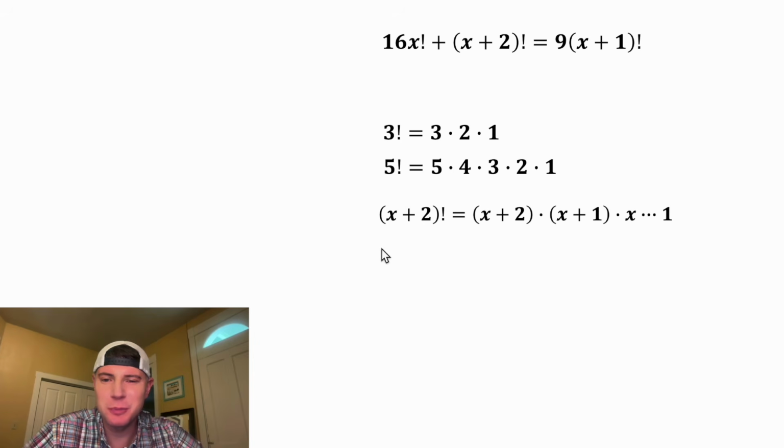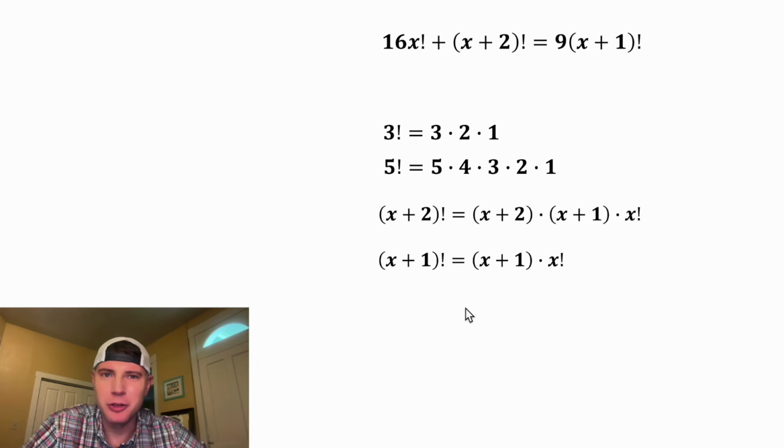So something like x plus 2 factorial would be x plus 2 times, and then 1 less than this would be x plus 1 times, and then 1 less than this would be x, and then you're going to continue doing that all the way till you get to 1. Or another way to write this, instead of saying x all the way down to 1, we can just say x factorial. And then this x plus 1 factorial would be x plus 1 times x factorial.